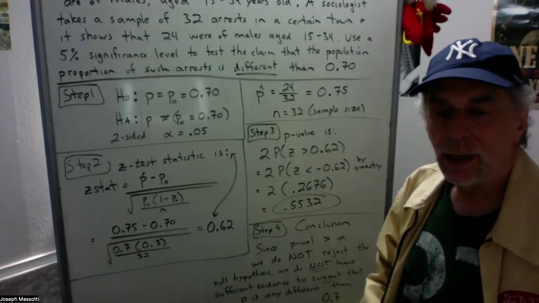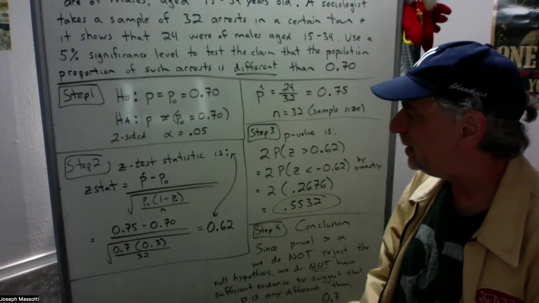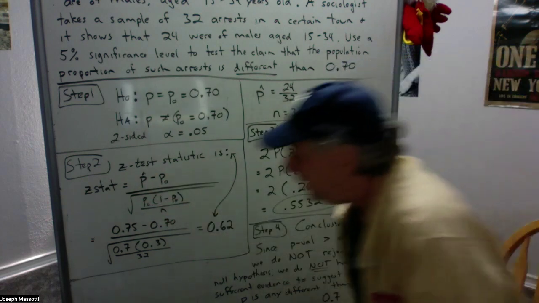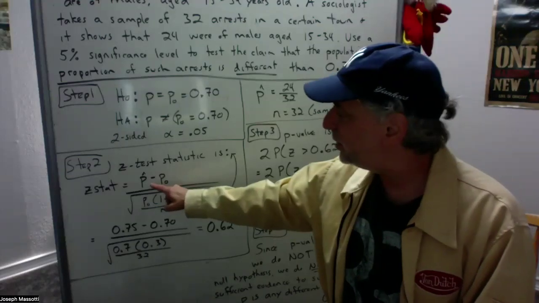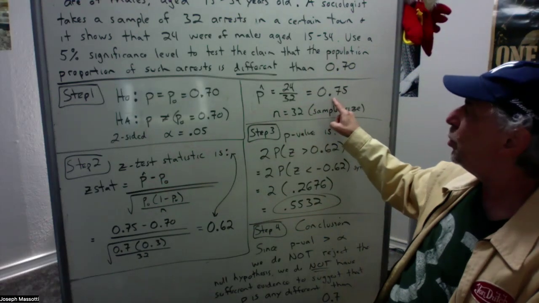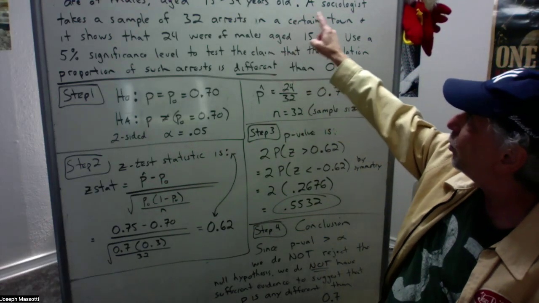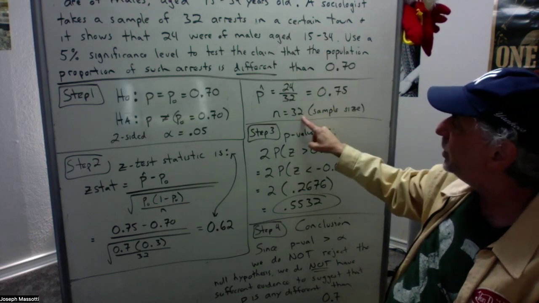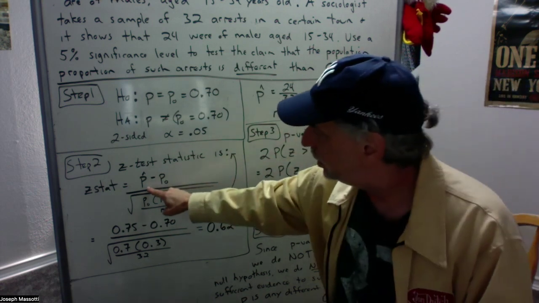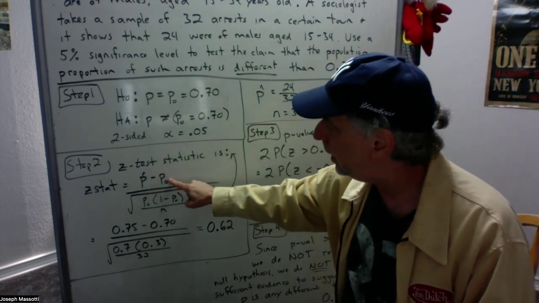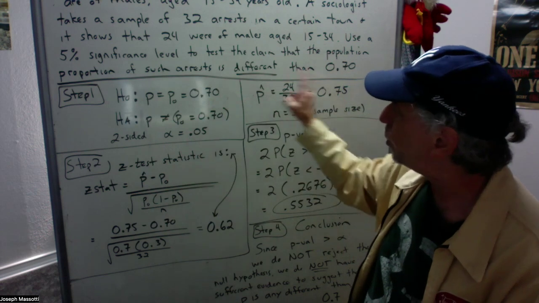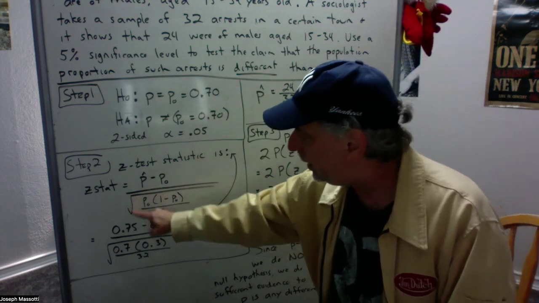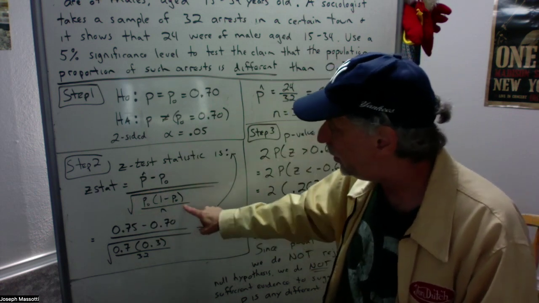Second step, always a z-test statistic. Hopefully at this point we know the form of our z-test statistic. The numerator is just the difference between our sample proportion, right? We had to get our sample proportion: 24 out of 32, where 32 is the sample size. So there's our sample proportion, and the difference between our sample proportion and what we think going into the test is divided by this expression here in the denominator.